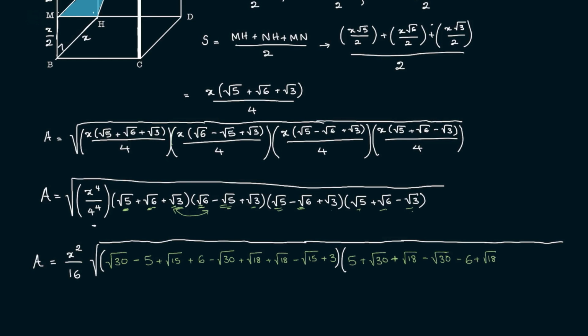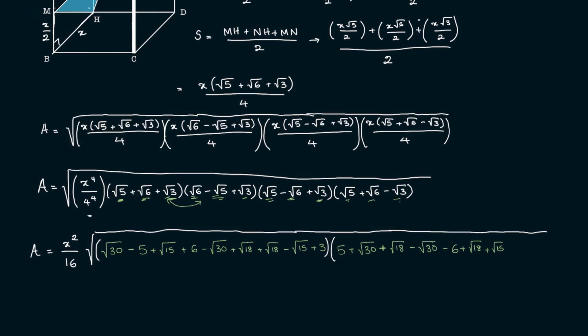I'm sorry, this should be positive, not negative. Now, lastly, multiplications with this root 3. Root 3 times root 5 is root 15. Root 3 times root 6 is a positive root 18. And finally, root 3 times negative root 3 is minus 3. Just one more apology. That is indeed negative. It is a negative root 15.